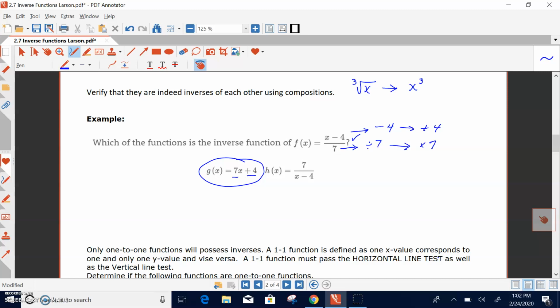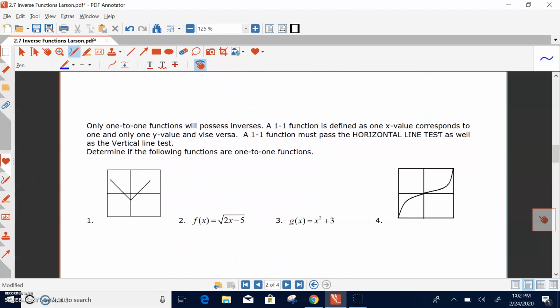Okay, now, not every function has an inverse. Only certain types of functions will have an inverse, and that is what we call a one-to-one function. So only one-to-one functions will possess an inverse, and a one-to-one function must pass the horizontal line test. Remember, we use the vertical line test to tell if an equation was a function. Now we're going to use the horizontal line test to tell if that function is what we call a one-to-one.